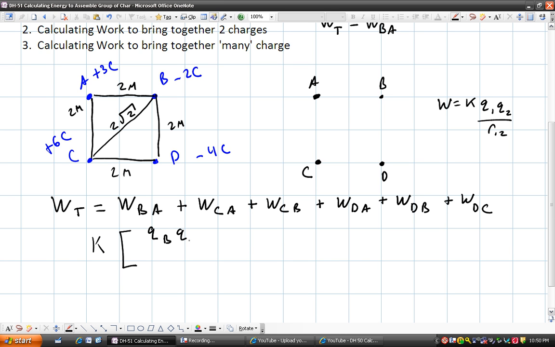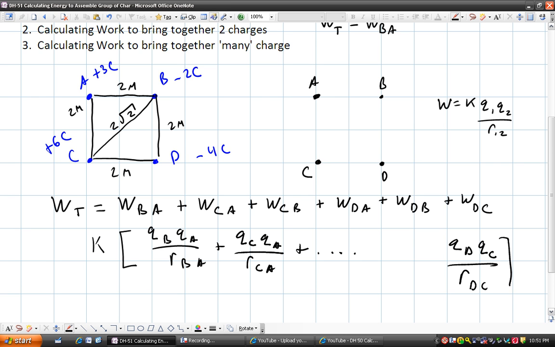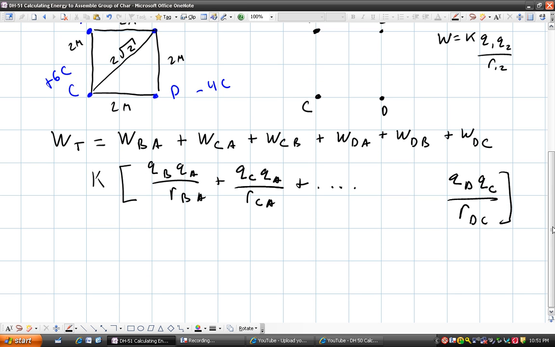So this is going to be QB times QA over the distance between B and A, plus QC times QA over the distance between C and A, etc. All the way until you get to this last one, which is going to be QD QC over the distance between D and C, like that. I'm not going to write all those out because I think you can follow that pattern. I'm just going to skip right to the numbers.